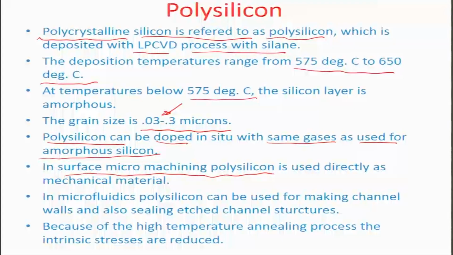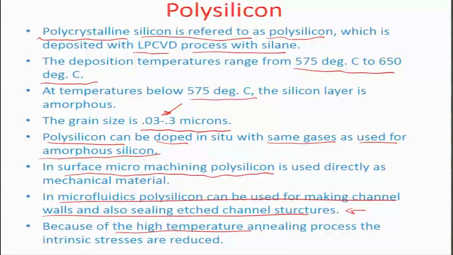So, in microfluidics, polysilicon can be used for making channel walls and also sealing etched channel structures, and because of the high temperature annealing process, the intrinsic stresses are reduced, and so one can expect a mechanically more robust material, particularly ones which are crystallized at a higher annealing temperature.